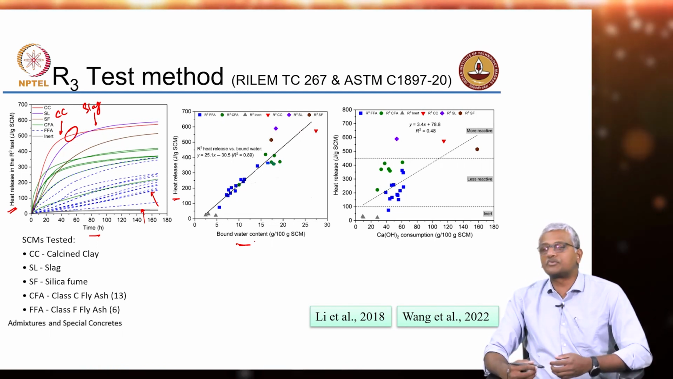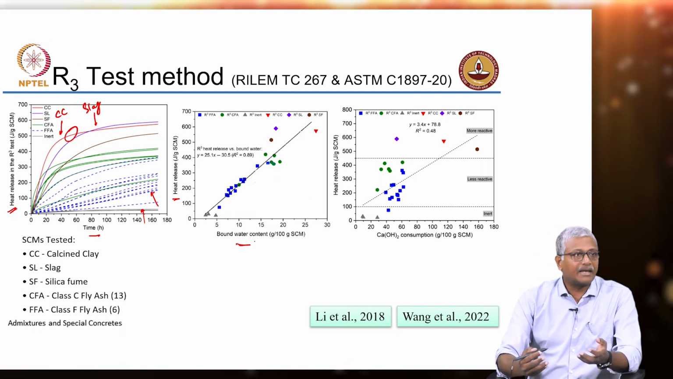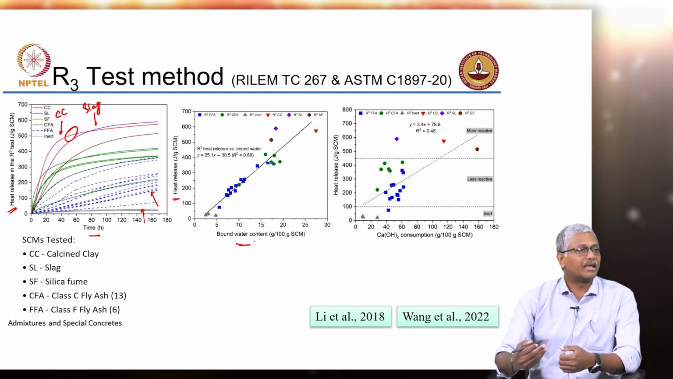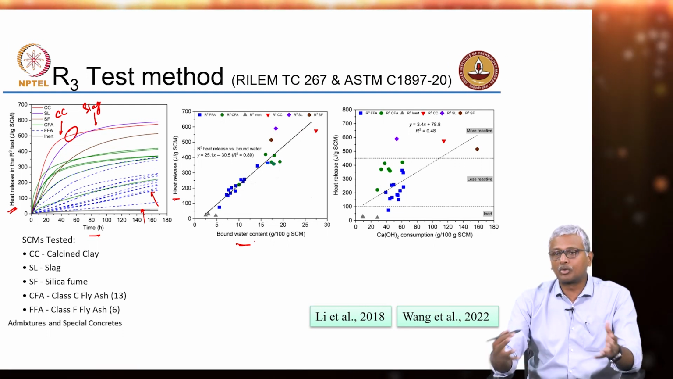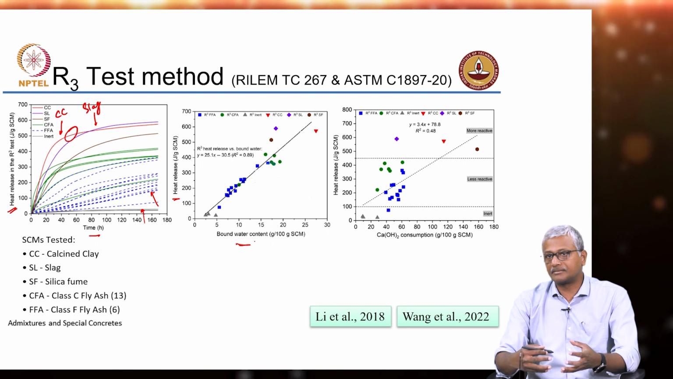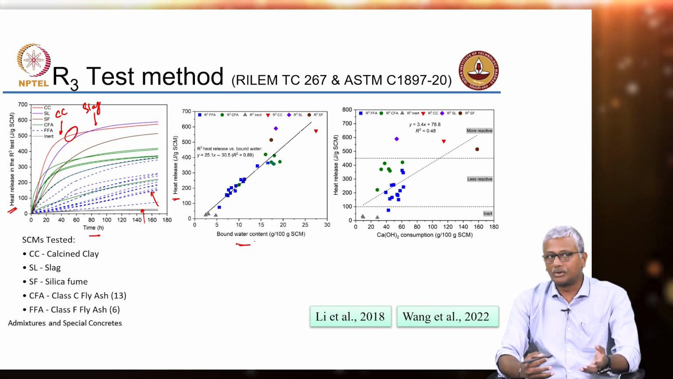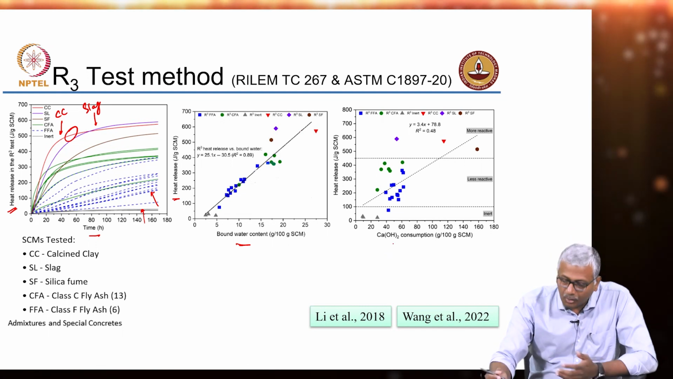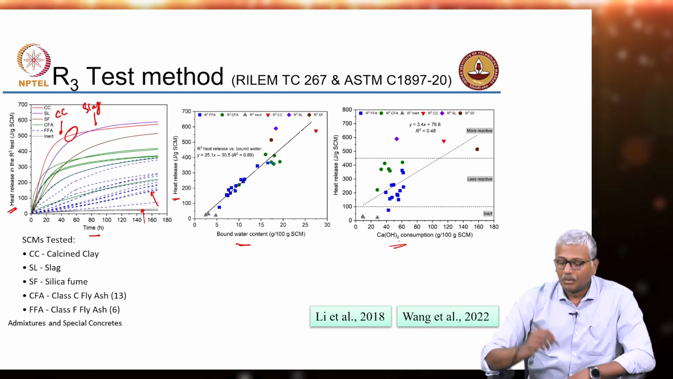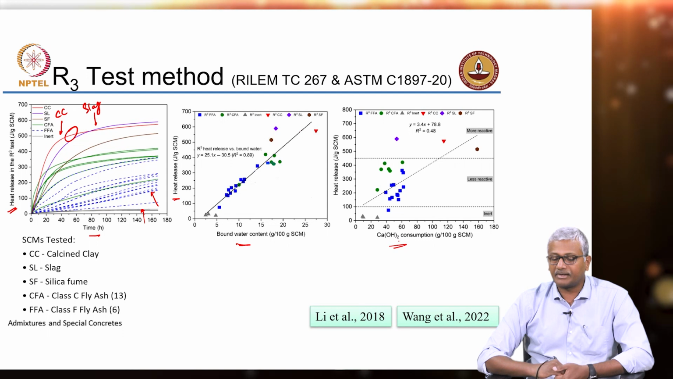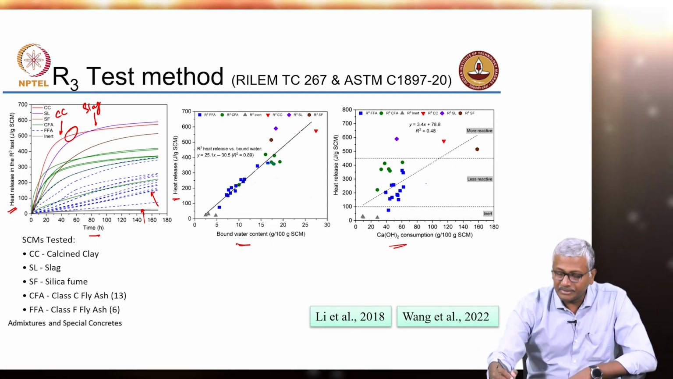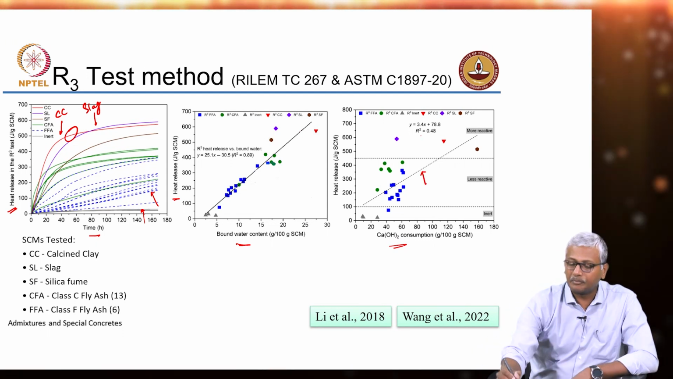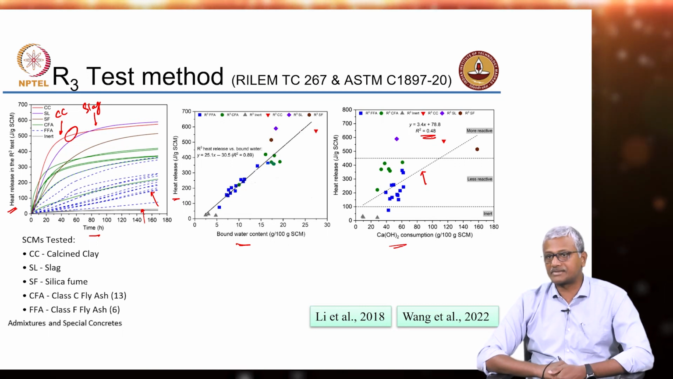Heat is getting released because of the reaction, and bound water content also goes up as more and more reaction happens and more product gets created. So, there is a clear correlation between heat release and bound water content, and not such a good correlation between the Portland rate consumption and the heat release. So, you see that this linear trend does not produce a very good result in this case.